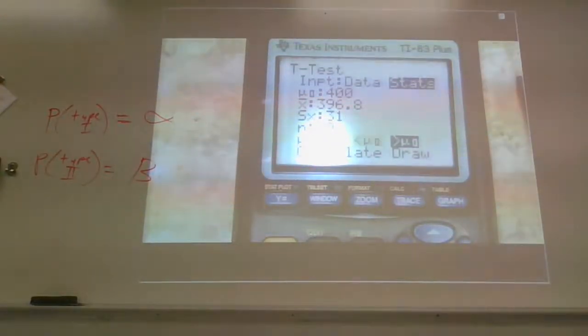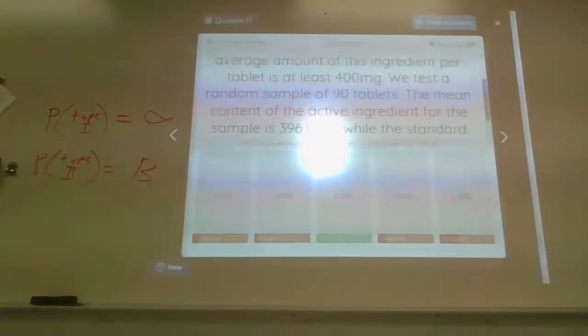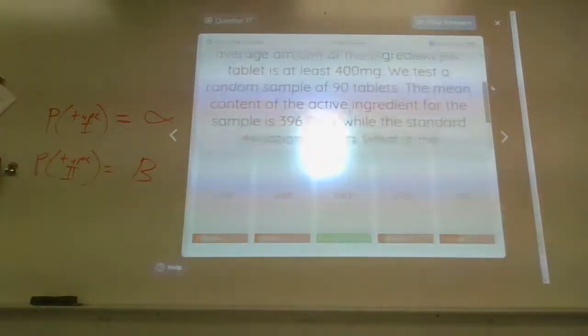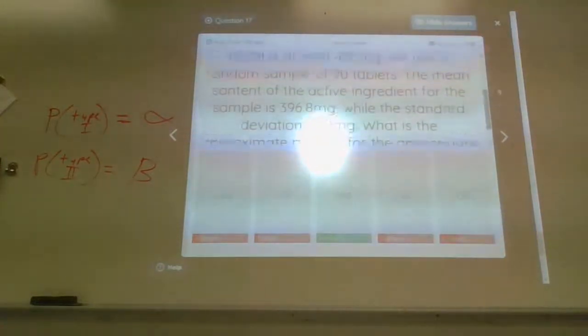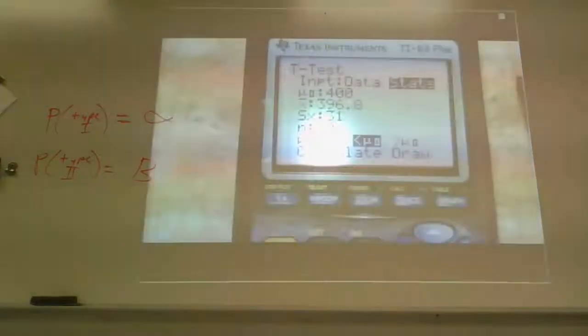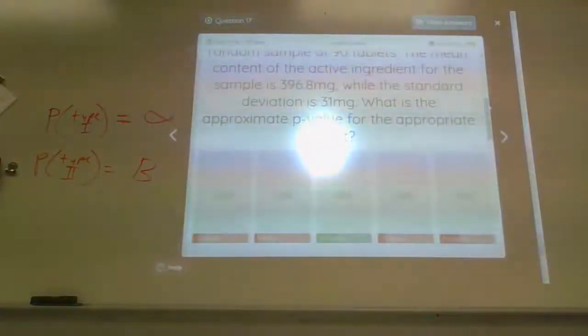Alternate hypothesis, I'm going to put less than, because if it's greater than 400, we're fine. They claim 400. What is the approximate p-value for the test? It is claimed. Okay, so let's see what happens here with all of this information. Calculate. There's a p-value of 0.165. Yeah, that's the most straightforward way you can do the problem.